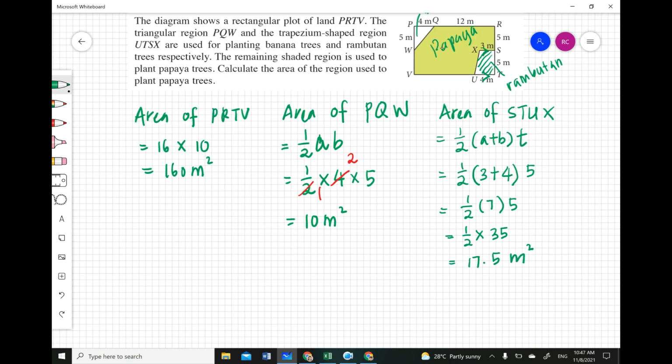Lastly, we need to calculate the area of the region that is used to plant the papaya tree. So you can get the area already by deducting both the shapes. Area of the region used to plant papaya trees.